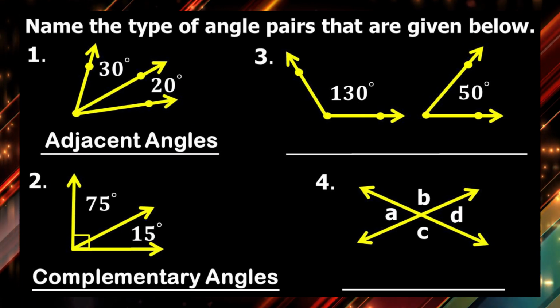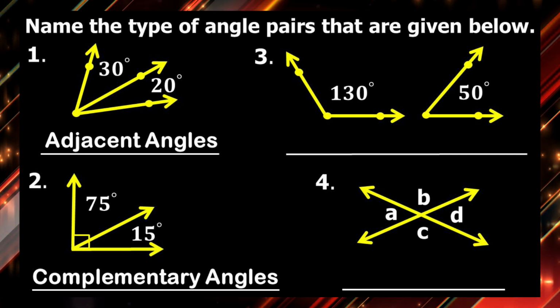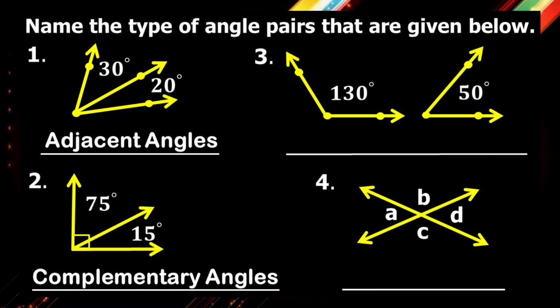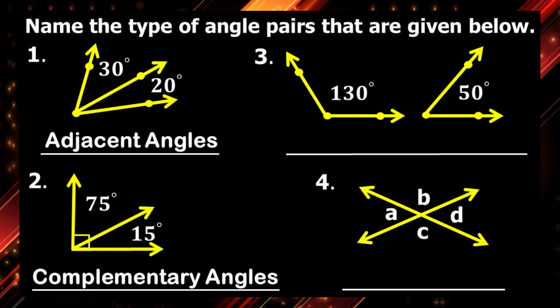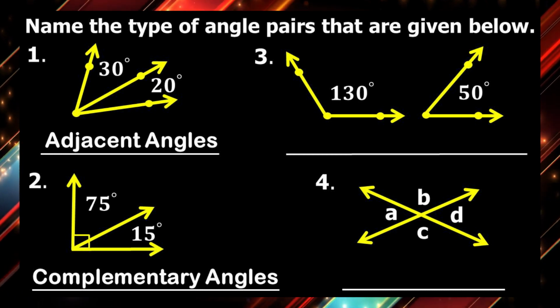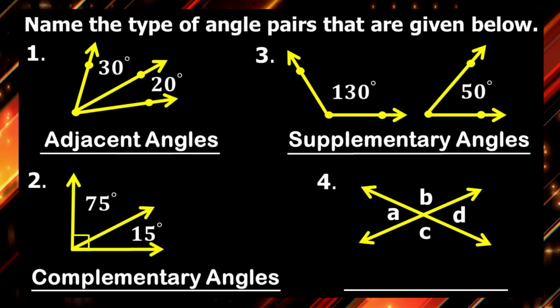Number 3. Two separate angles where the first angle measures 130 degrees and the second one measures 50 degrees. What is your answer? Absolutely! The answer is supplementary angles.